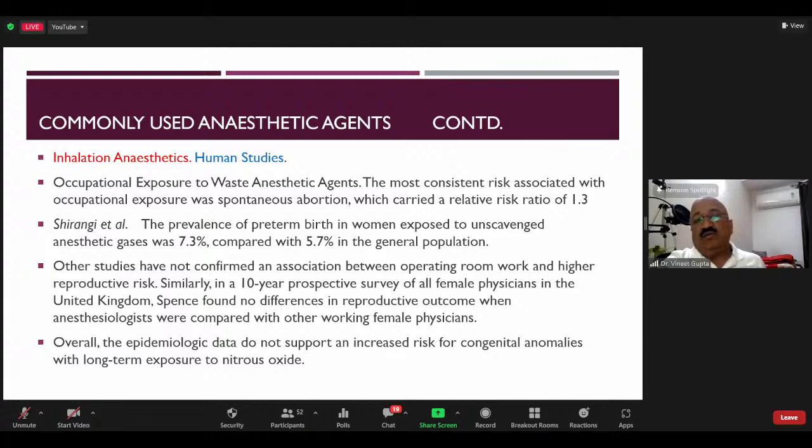Similarly, a 10-year prospective survey of all female physicians in the United Kingdom found no difference in reproductive outcome when anesthesiologists were compared with other working female physicians who were not exposed to unscavenged anesthetic gases. Overall, the epidemiological data do not support an increased risk for congenital anomalies with long-term exposure to nitrous oxide.